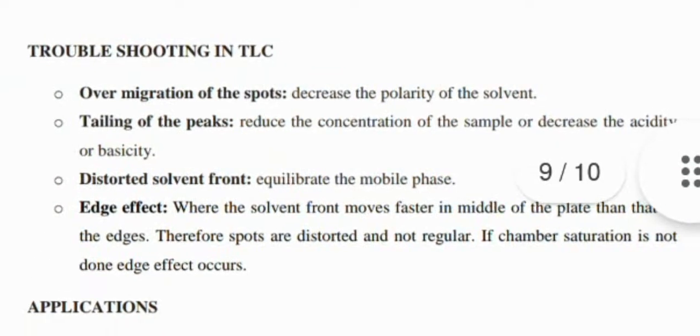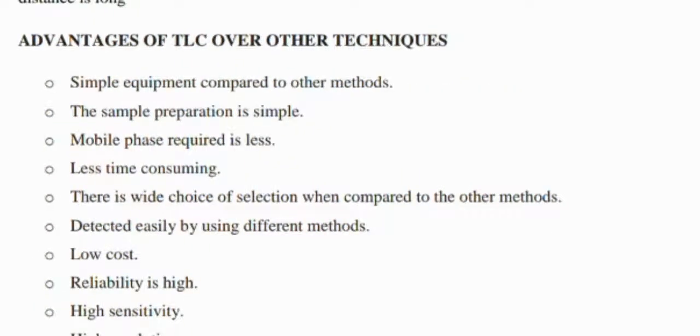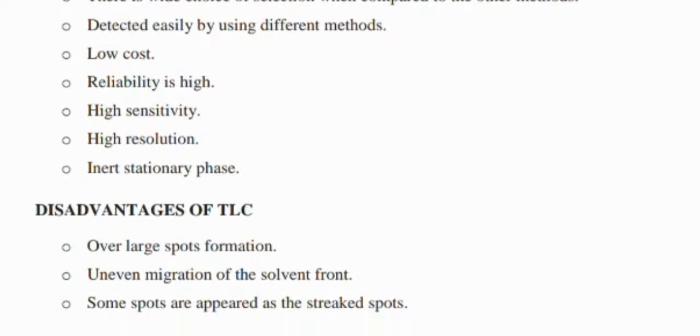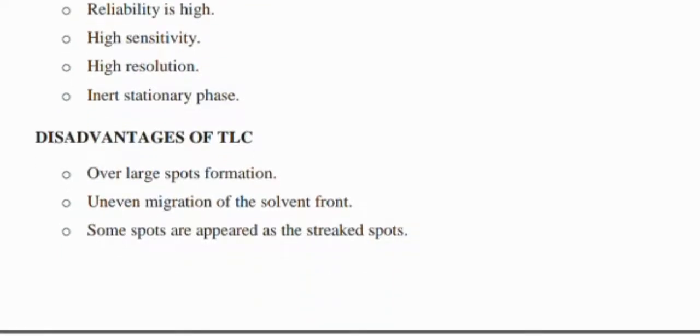Now we will see what are the advantages of TLC over other techniques. It is a simple equipment compared to the other methods. Sample preparation is simple, the mobile phase required is less and it is less time consuming. There is a wide choice of selection when compared to the other methods. It is detected easily by using different methods. Low cost, high reliability, high sensitivity, high resolution, and inert stationary phase. But when there are some advantages of a technique, there are also disadvantages, which include large spot formation, uneven migration of the solvent front, and some spots appear as streaked spots.